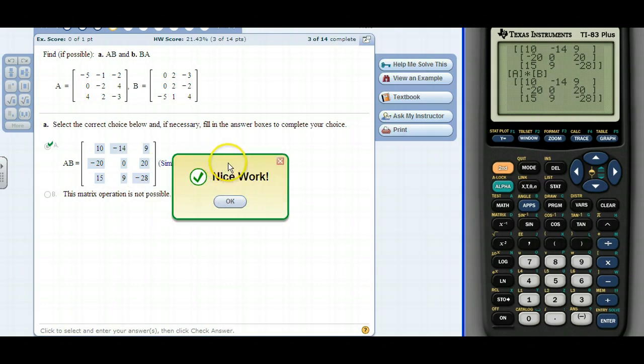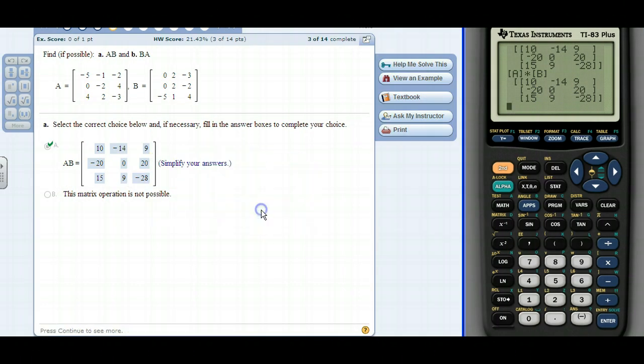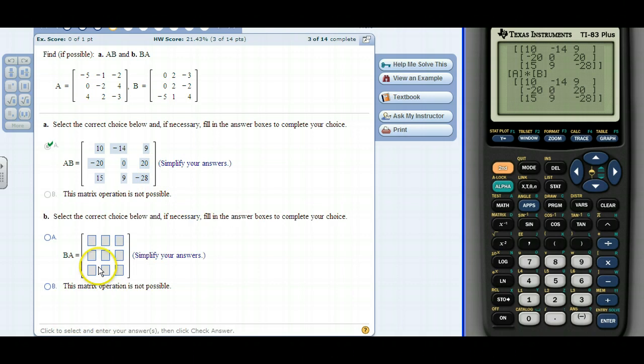Alright, there's our answer, and again we see it works. Now, second part, B times A. Two things I want you to see here. One, go back to your second matrix menu, this time call B first, and then go back and call A. The big thing I want you to see is it's not the same thing. A times B and B times A are completely different.